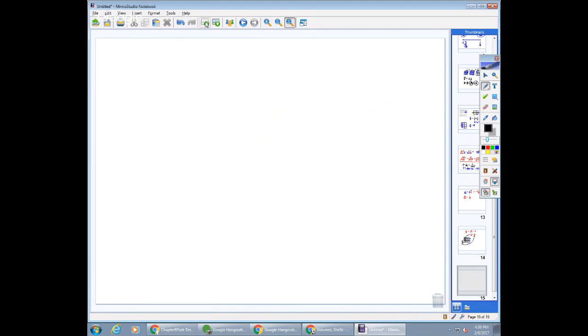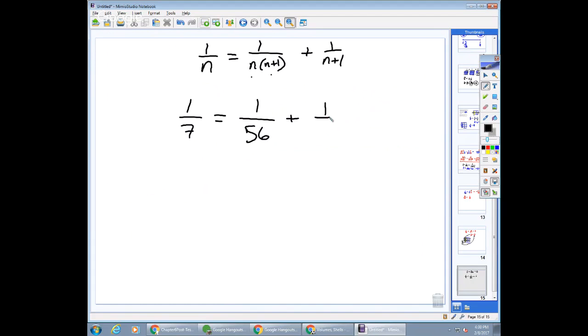1/7. And again, the formula says, given something like 1 over n, you can rewrite it as 1 over n times n plus 1, right? So a number times its next one, plus 1 over n plus 1. So if we say n is 7, what's the first fraction on the other side then? It would be 1 over what? If n is 7, what's n plus 1? 8. 7 times 8 is 56 on a good day. Is that right? And then this would be just 1/8.